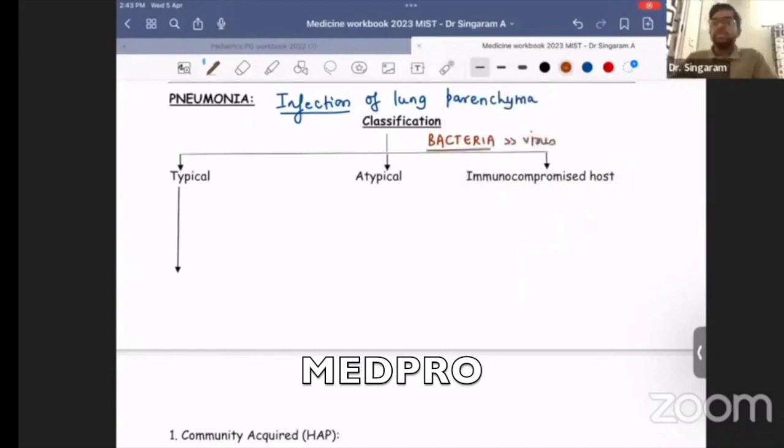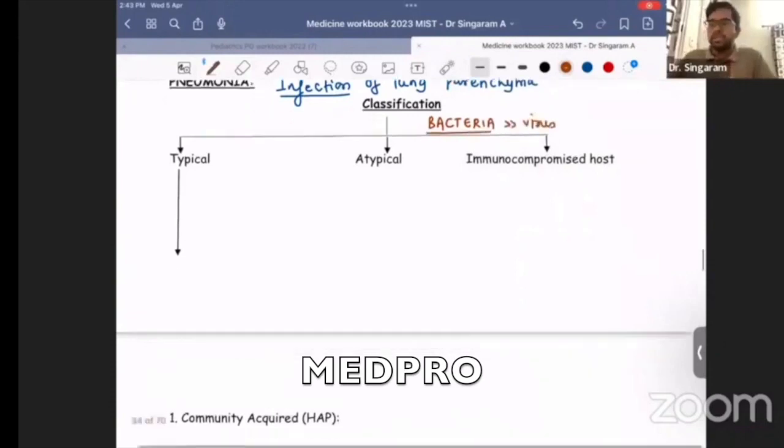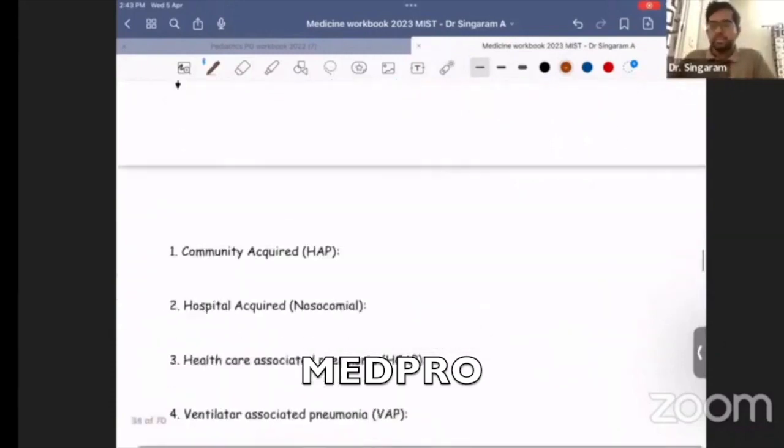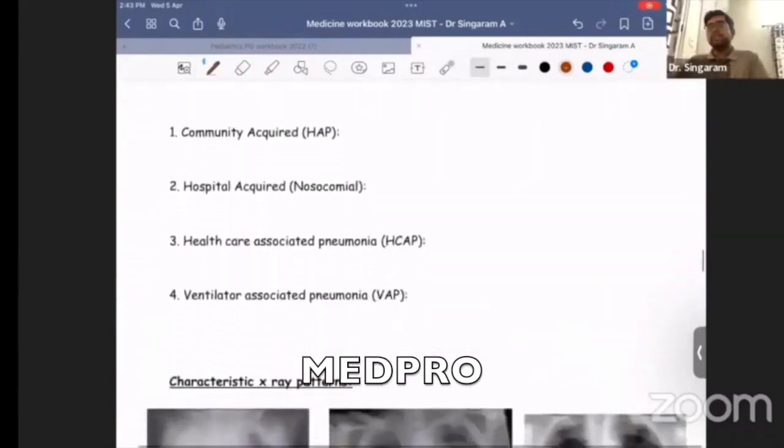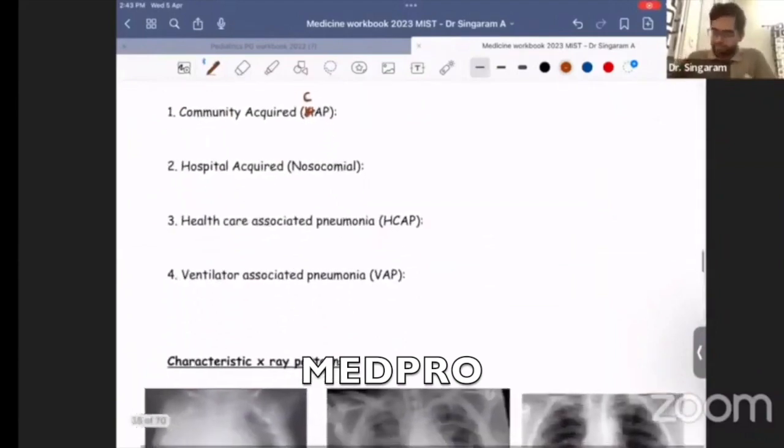So what are the typical bacteria associated with pneumonia in adults? You can see in the next page, I have divided the typical pneumonias into further important categories. Can you see community acquired? Sorry, it is C, C for community acquired pneumonia. Please make that change. It is called CAP, or community acquired pneumonia. Then hospital acquired pneumonia is called nosocomial pneumonia, then healthcare associated and ventilator associated pneumonia.